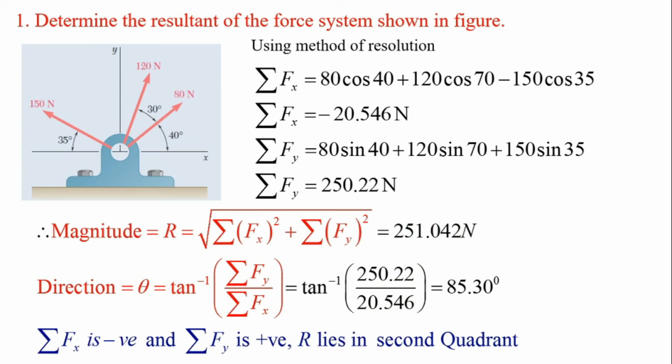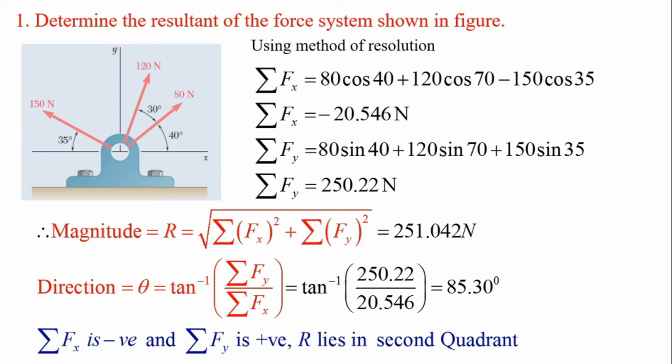Now, the third important step is finding the magnitude of the resultant. The magnitude of the resultant can be obtained using the equation R is equal to the square root of summation Fx squared plus summation Fy squared. Summation Fx is known to us: minus 20.546 squared plus summation Fy squared, 250.22 squared. Solving this equation, you will have the magnitude of the resultant, 251.042 Newton. This is the magnitude of the resultant R of all three forces.